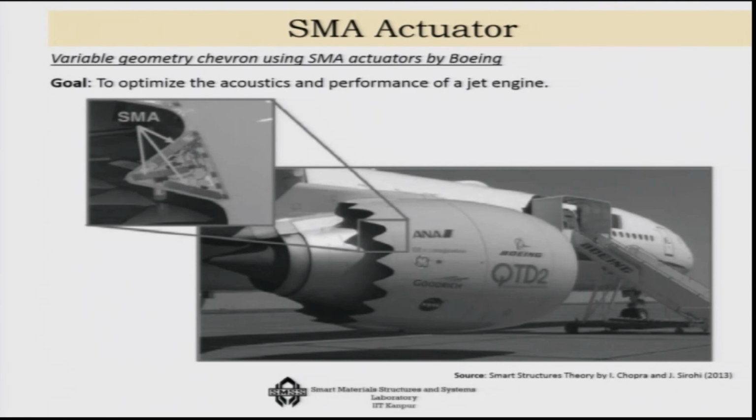People have used it for the chevron using SMA actuators by Boeing, and what they have done is that if you look at it, this part is actually jagged. So, at the beginning, when the takeoff is happening, at that time this part is jagged, and as the heat increases, this jaggedness actually helps in terms of attenuation. So, the sound will be much less.